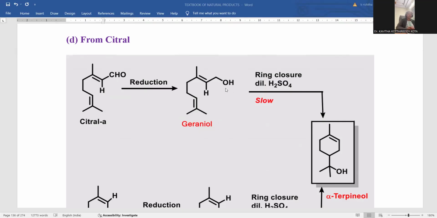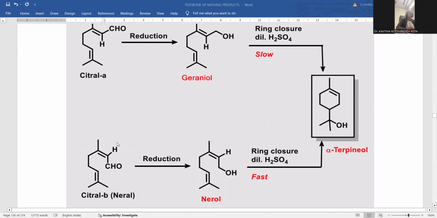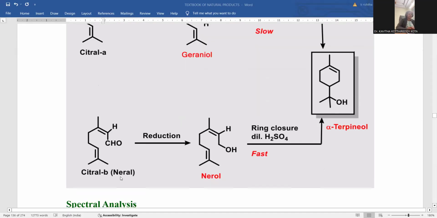Now you may go for the ring closure reaction. Further, dilute sulfuric acid is applied upon this geraniol molecule. Slowly, the reaction closes the ring system with the dehydration process. Simply, you can achieve this alpha terpineol as the final product. For the same citral, another isomer you can go for. This is the trans isomer. And here is the cis isomer. Reduction takes place, again hydroxyl ring closure under acidified conditions, being a very fast reaction.